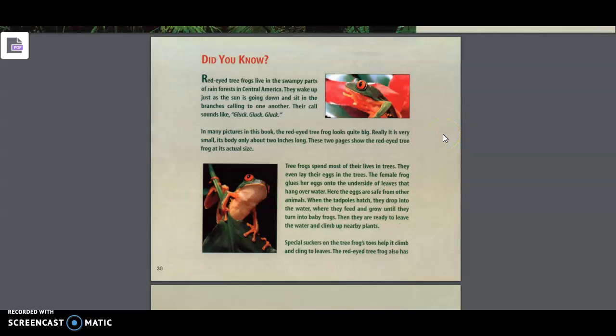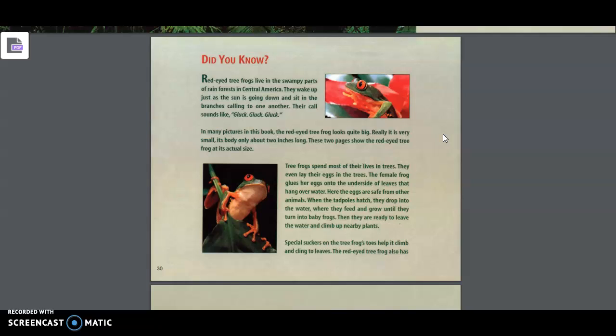The female frog glues her eggs to the underside of leaves that hang over the water, where they are safe from other animals. When the tadpoles hatch, they drop into the water, where they feed and grow until they turn into baby frogs. And then they are ready to leave the water and climb up nearby plants.